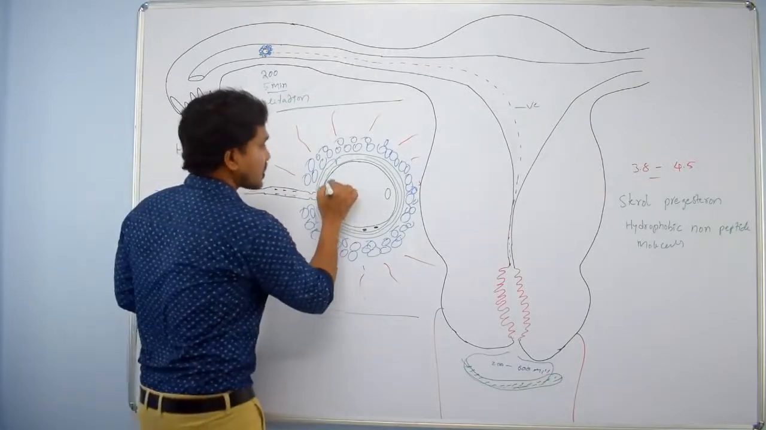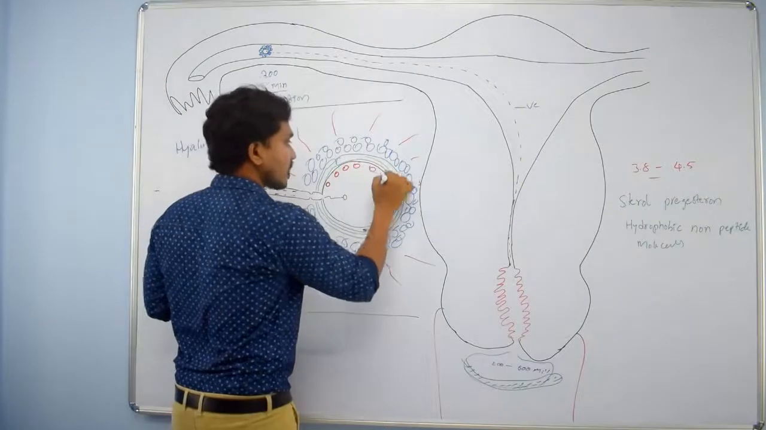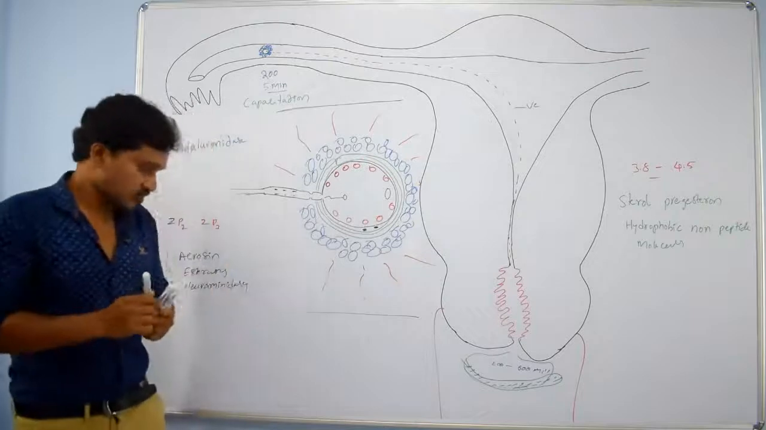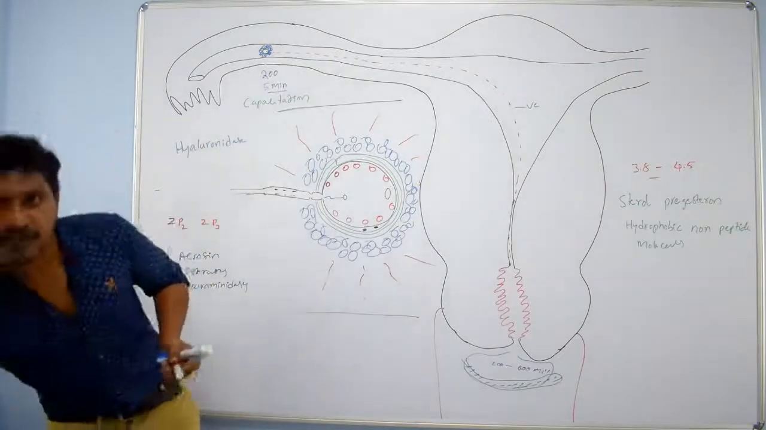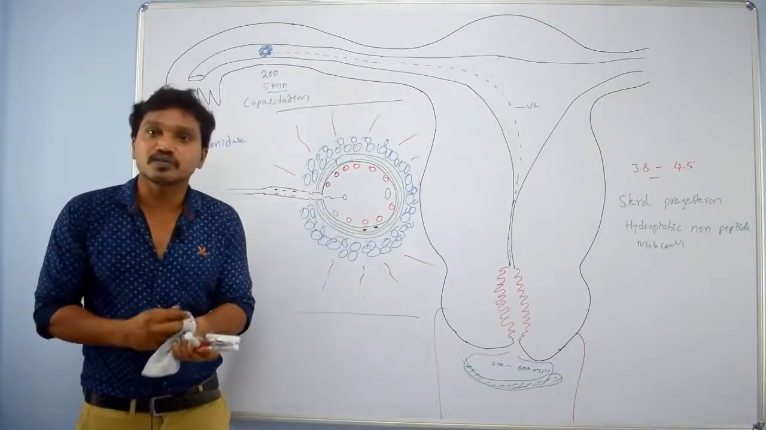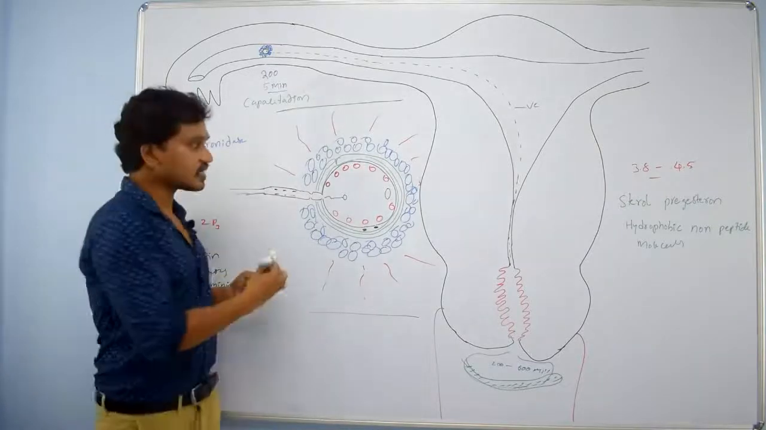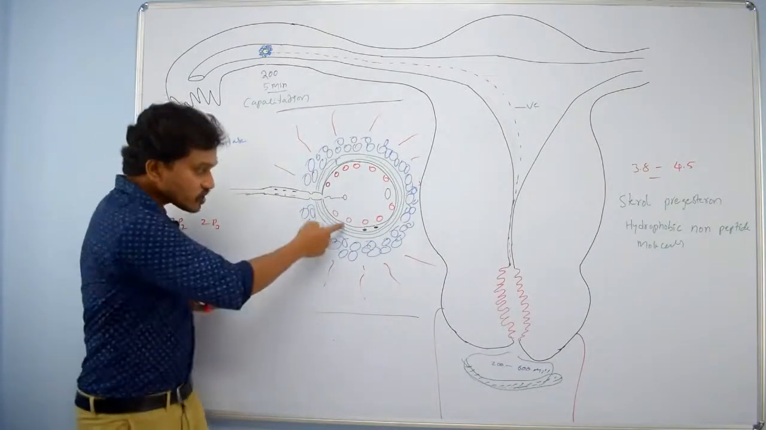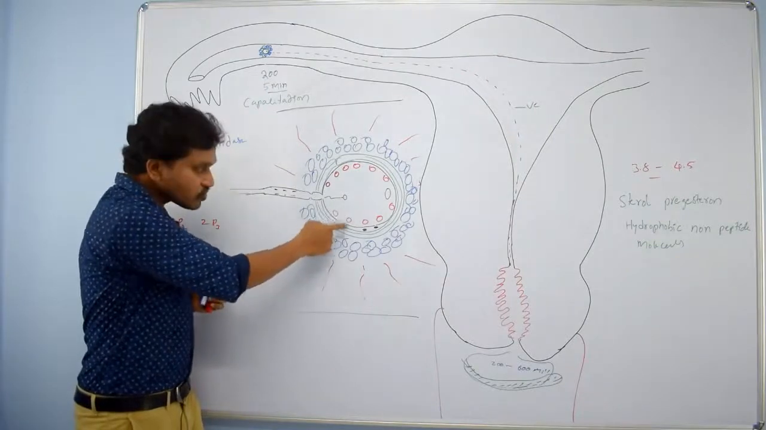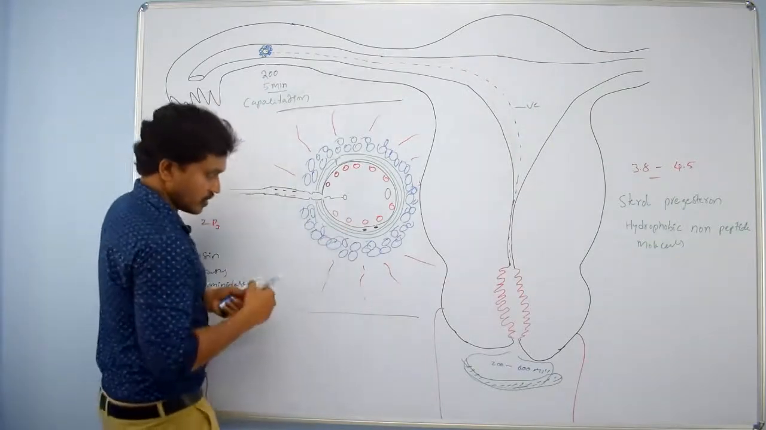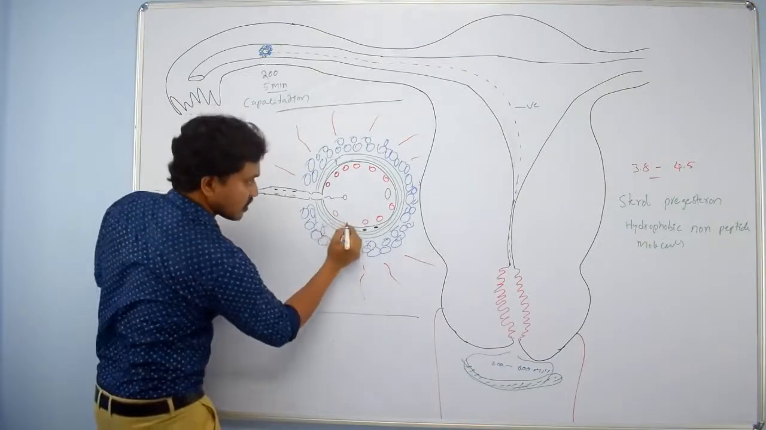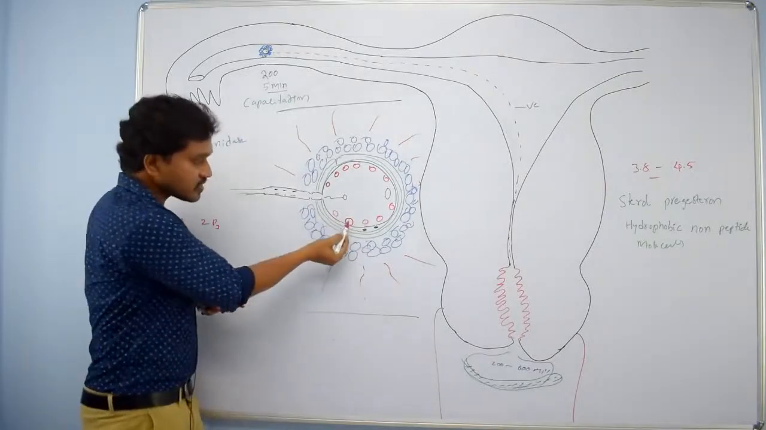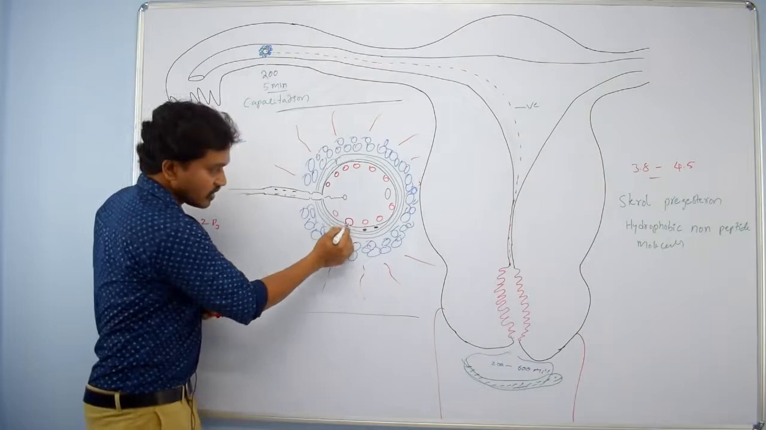Another process is fusion of cortical granules. Cortical granules means what? At the periphery of the oocyte, there will be some granules. These granules we call cortical granules. These cortical granules fuse with the cell membrane, that means fuse with the vitelline membrane. Imagine here, this is fused with the vitelline membrane and releases the substances which are present in the granules. So they will release into it.